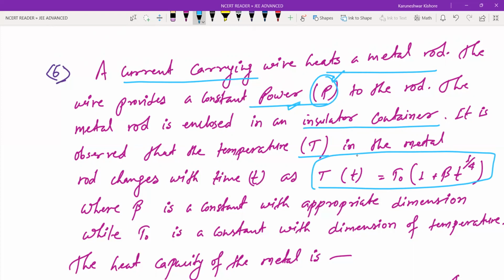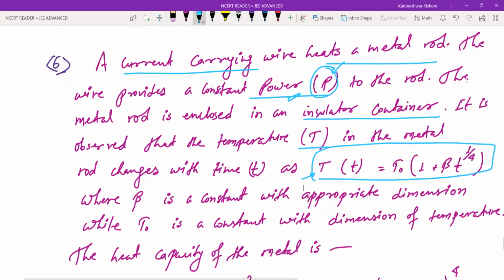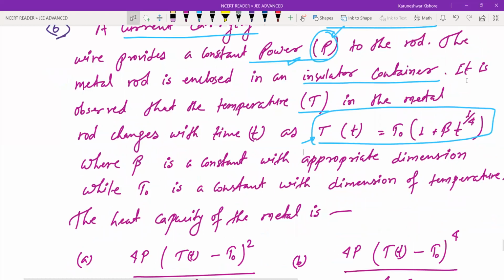This temperature is depending upon the time. As you know, once the process starts, the time will start changing, and when time changes, the temperature will always change. So this is the temperature of the metal rod, which always changes with respect to the time. This is the important relation given to you, where beta is a constant with appropriate dimension, and T naught is a constant with dimension of temperature. Here you can see this T naught is a temperature.